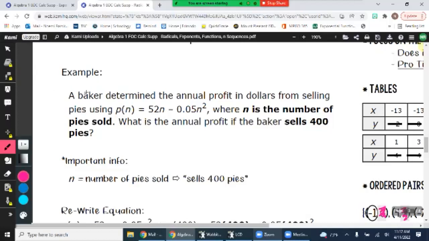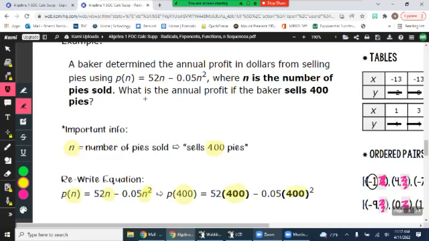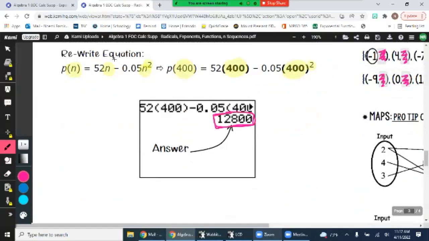So if N is the number of pies sold and they sell 400 pies, then 400 is N. So I rewrite that equation and substituting any N, you see N in 2 spots here with the 400. You only substitute that, everything else stays the same. Notice I kept the squared in the same spot. And when you do so, you'll get your answer, which is in this case, 12,800. And that would be your answer choice.